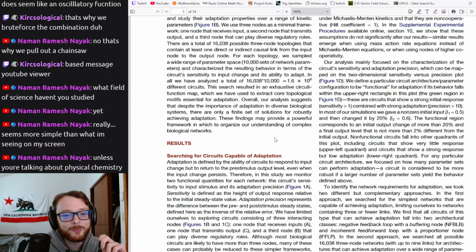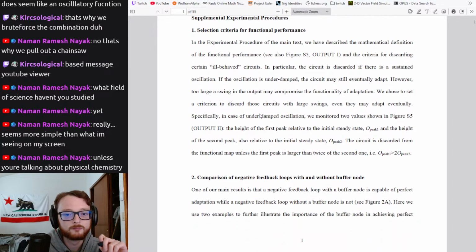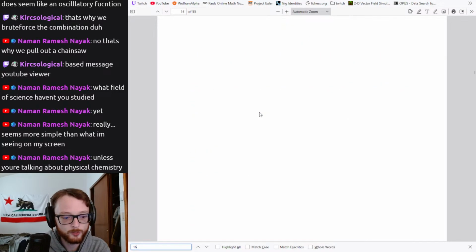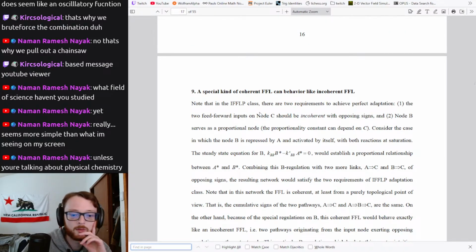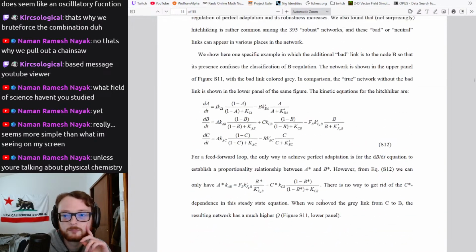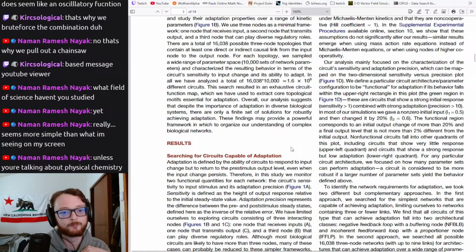There are a total of 16,000 possible 3-node topologies that contain at least one direct or indirect causal link from the input node to the output node. See, I was wondering where they get this number from. Is that in the supplemental information? If I Control F 16, comma, or 16, no? It's probably not in there. 55 pages of supplemental information, by the way, geez.